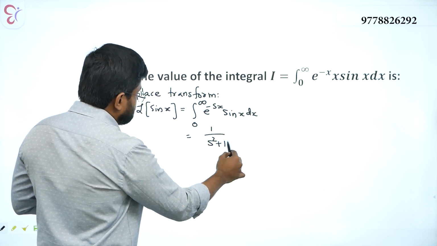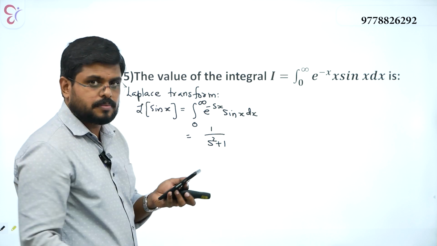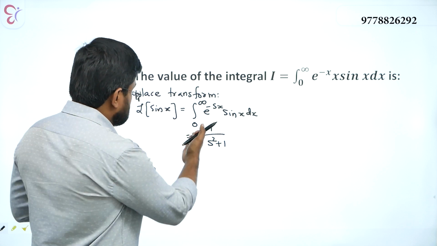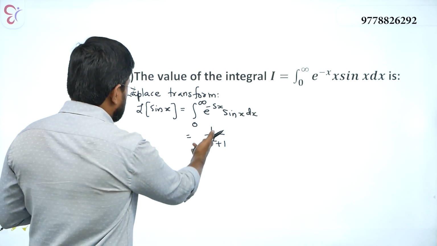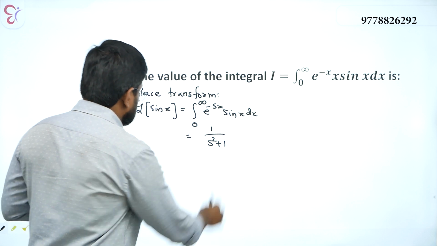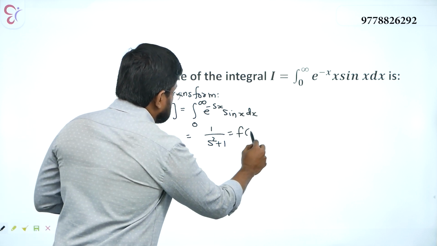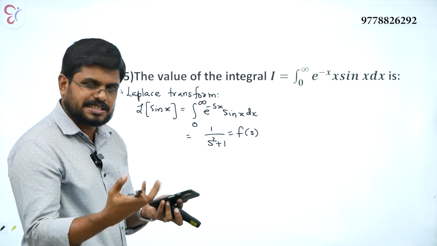A by s square plus a square. So that was the answer: a by s square plus a square. Since a is equal to 1, it is 1 by s square plus 1. So this is the Laplace transform in the S domain.